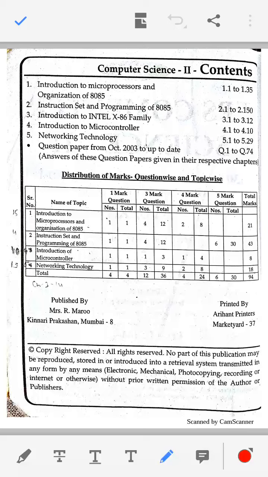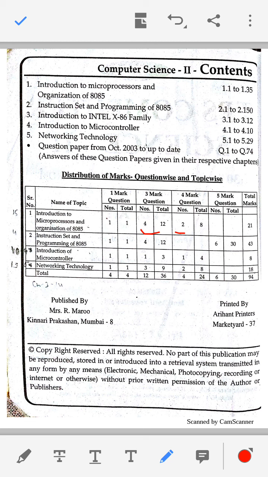So, the first chapter is Introduction to Processors and Organization of 8085. Here, 1 mark question will be only one question. For 3 marks there will be 4 questions, and for 4 marks there will be 2 questions, and for 5 marks there will be no questions from chapter 1.